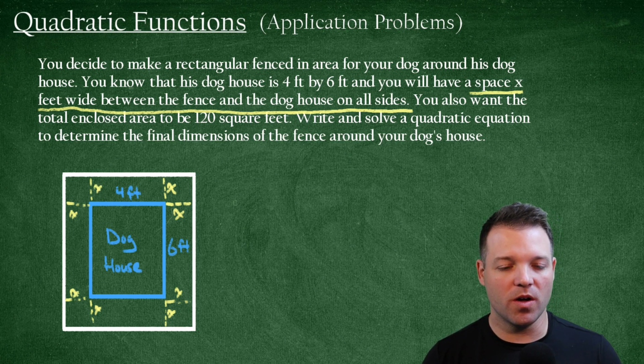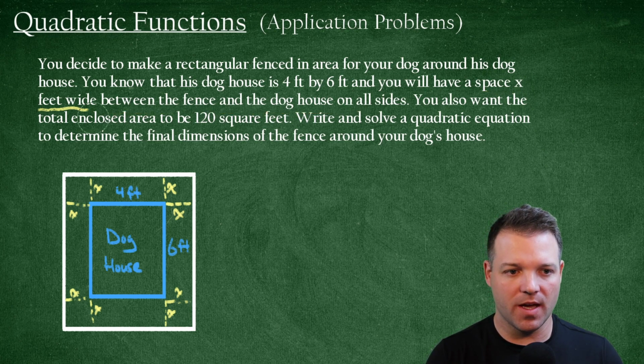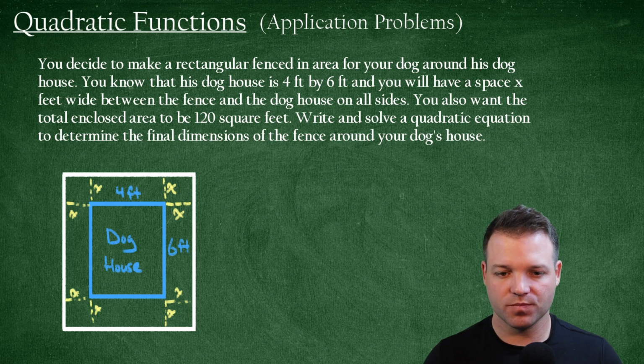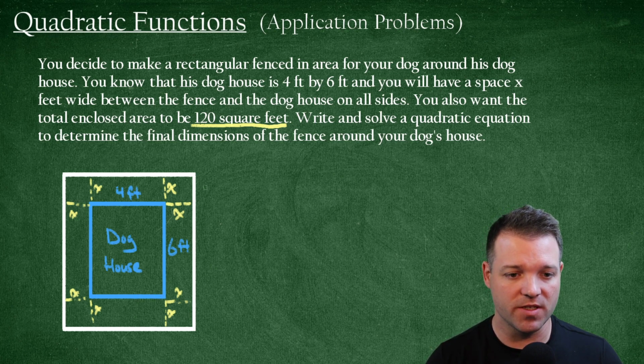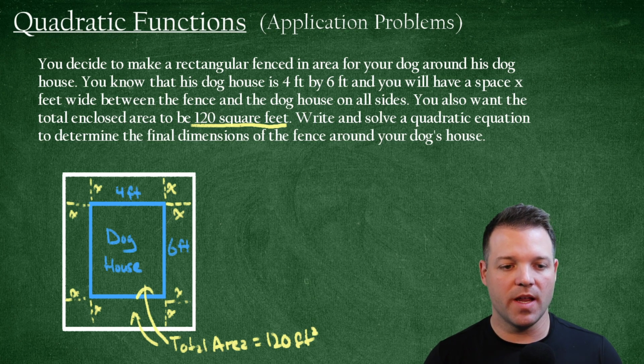Okay, so now let me erase this here. We know that the total enclosed area, or at least we want it to be, is 120 square feet. So that's really important. So the area of this whole thing, we'll say all of this, total area is equal to 120 feet squared. Okay. Now, let's go ahead and start putting some of these clues together here.